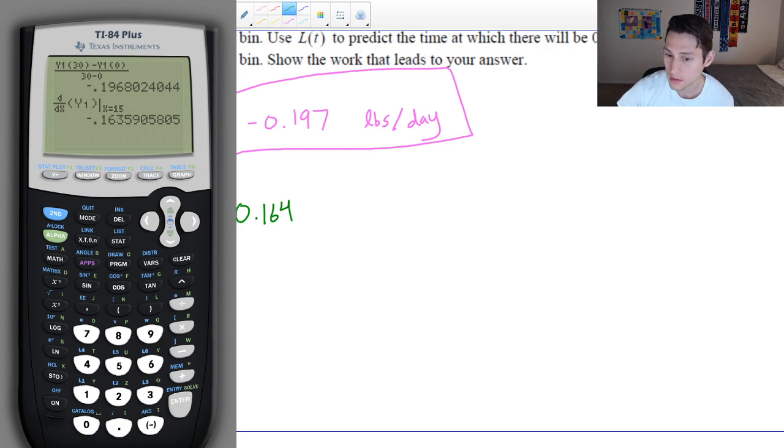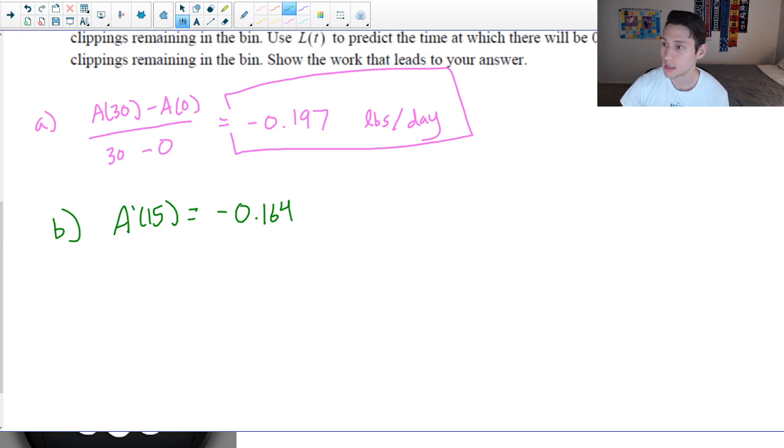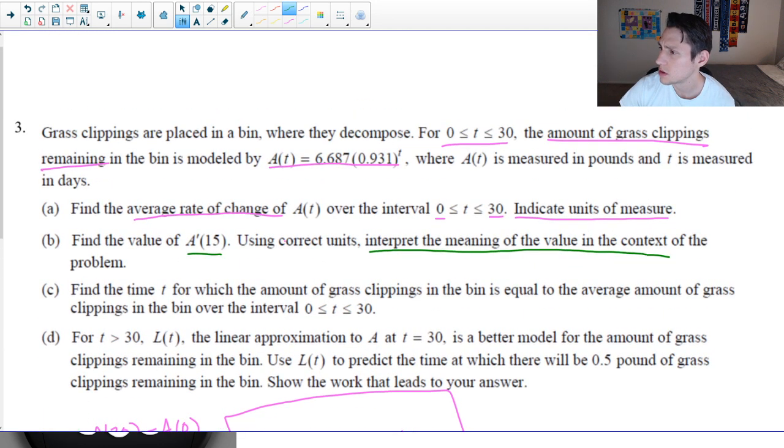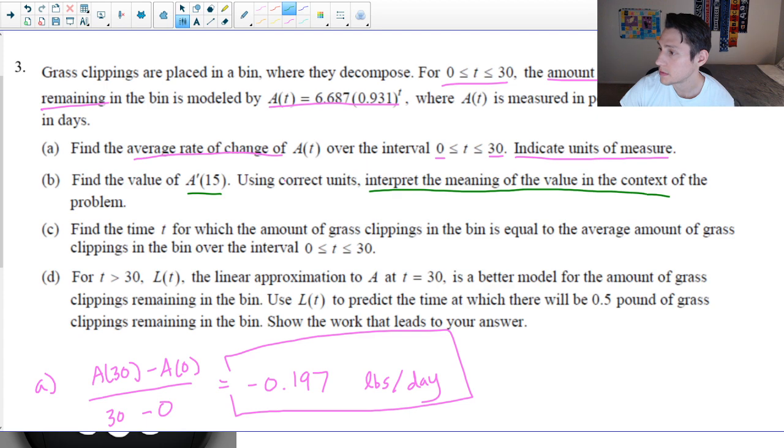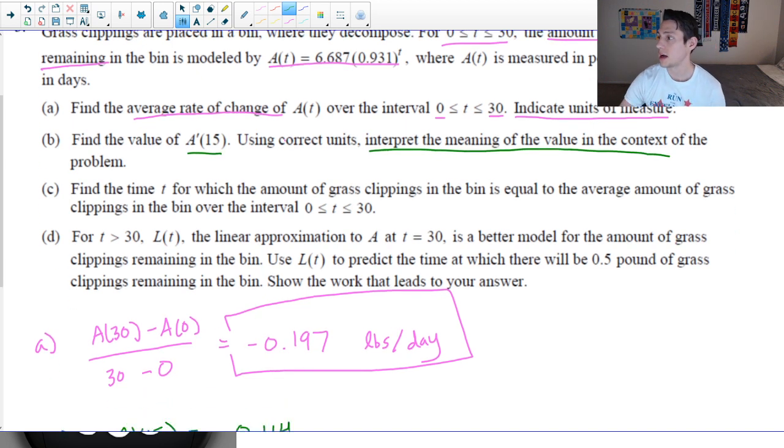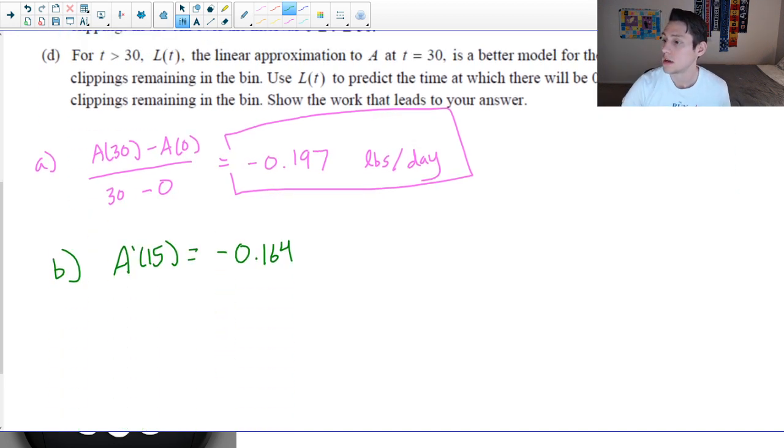Now, again, what does that actually mean in the context of the problem? Well, let's look back at A. A represents the amount of grass clippings remaining. So if I take the derivative of that, then that's telling me how much the amount of grass clippings remaining is changing. Right? So since my derivative is negative, then it tells me that that amount is decreasing.